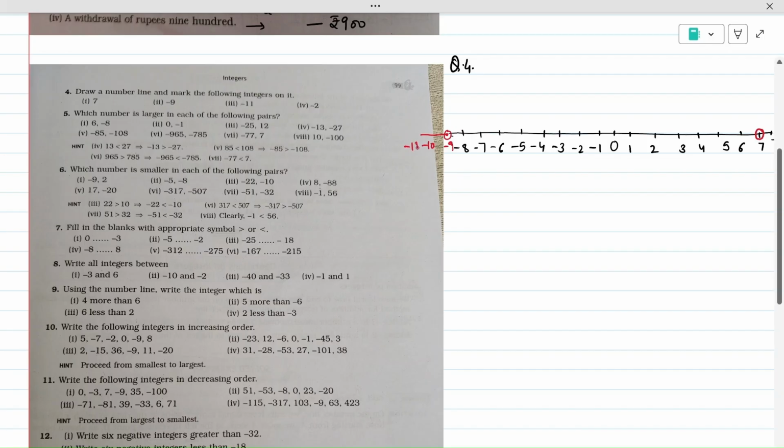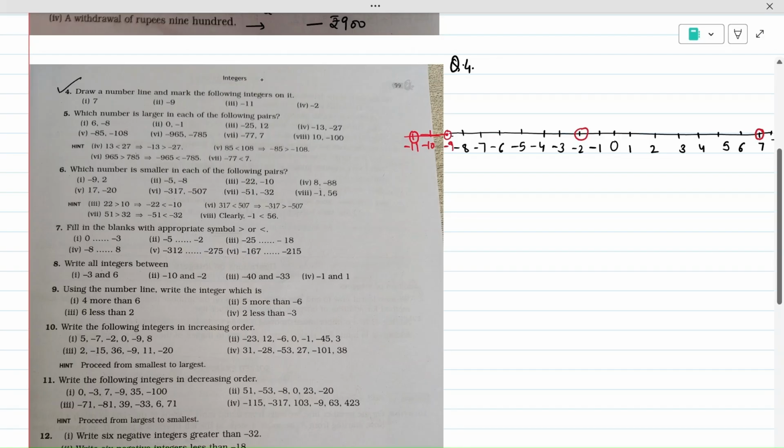So when we draw it, we have to consider these numbers. This is minus 11 somewhere here. Minus 2, this is minus 2. So this is how we can draw a number line and mark these numbers there. Okay, so this is done. Now let's move to the next question.